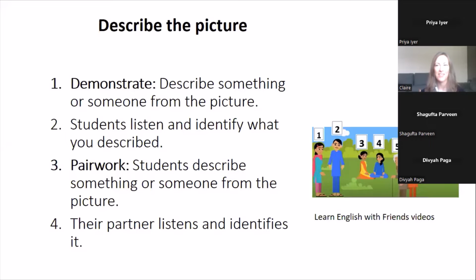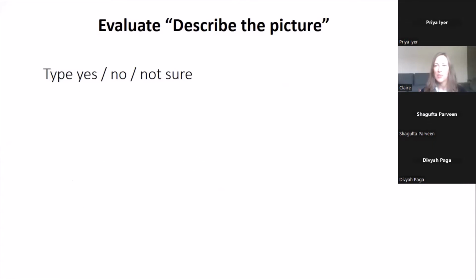All right, so time to evaluate. Describe the picture. Maybe some of you are already doing this, and let us know in the chat if you've also got another idea at any stage. That would be lovely to see. So what do you think of this one? Is it a good speaking task?